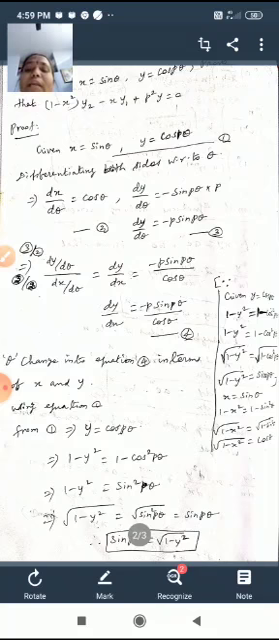Then we divide equation 3 by equation 2. This implies (dy/dθ)/(dx/dθ) equals, from this, dy/dx = -p sin pθ / cos θ.